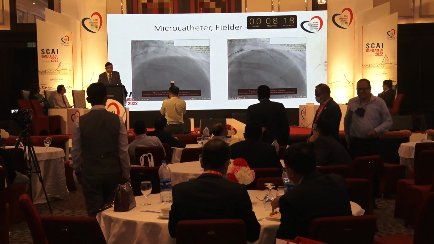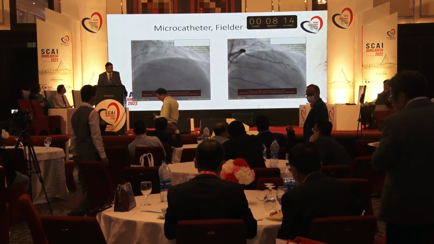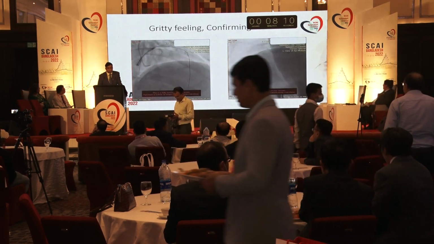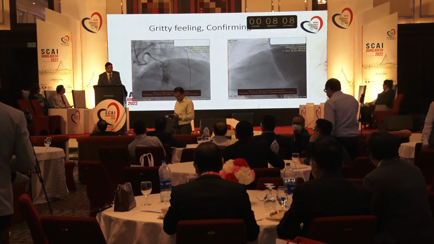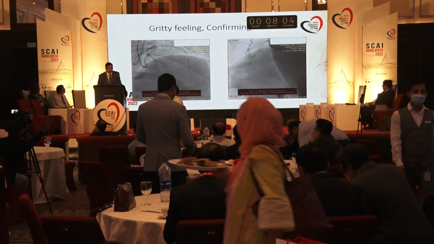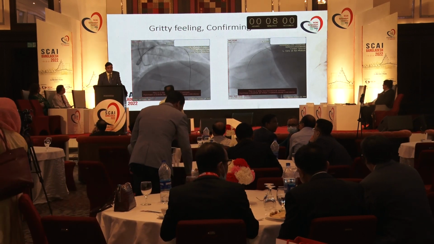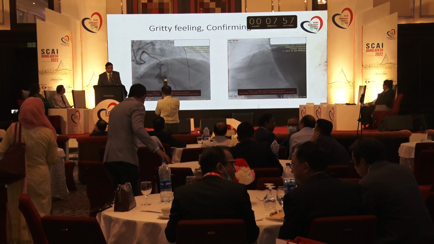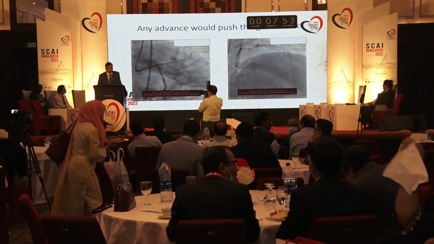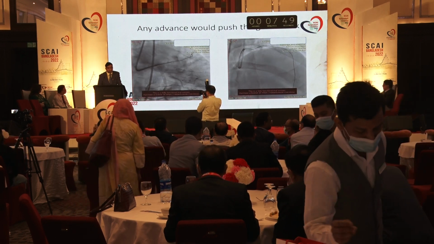With microcatheter support, we were able to enter with the Fielder XT wire with relative ease. But the wire would go, and the microcatheter would just not go. We had a gritty feeling. We confirmed the wire position. We just had the antegrade approach, as the RCA had a fistulous connection and there were no significant collaterals. The lesion was angulated, and any attempt to advance the microcatheter antegradely would just push the guide back.